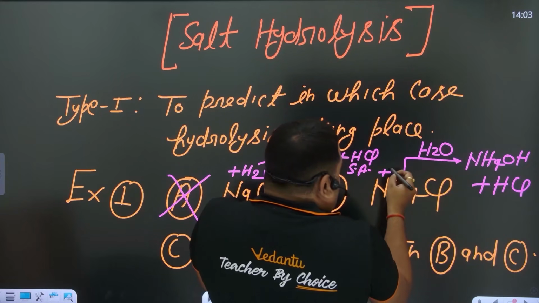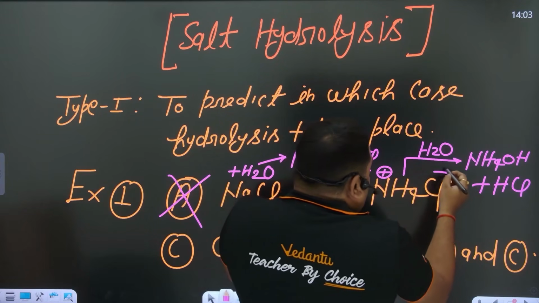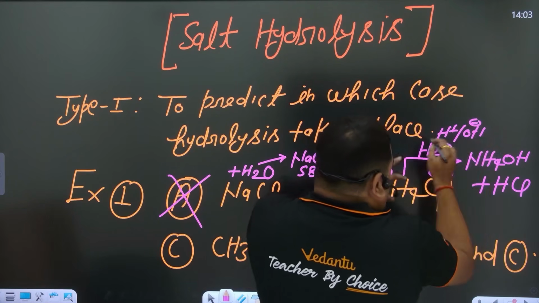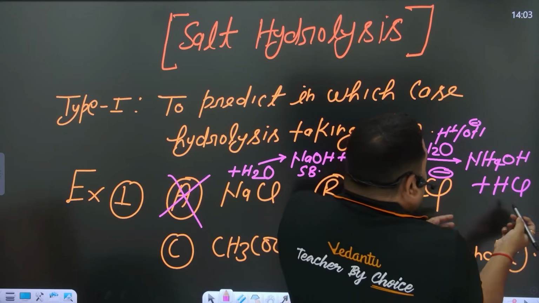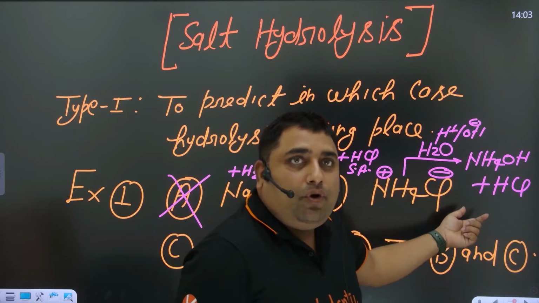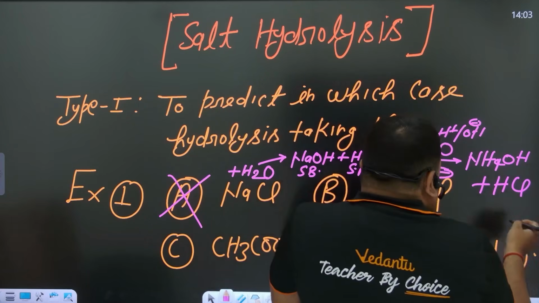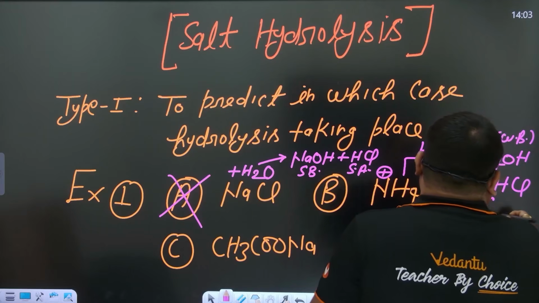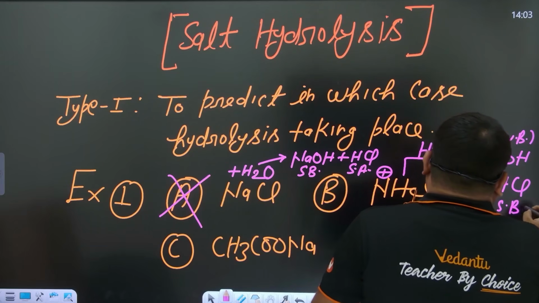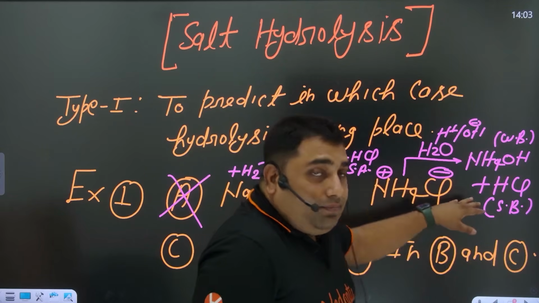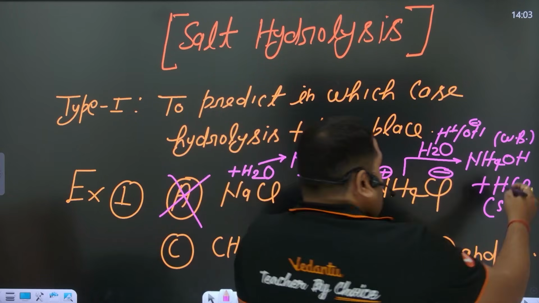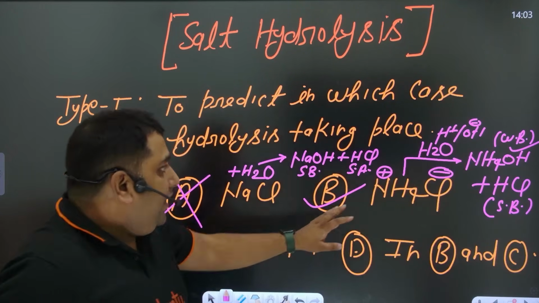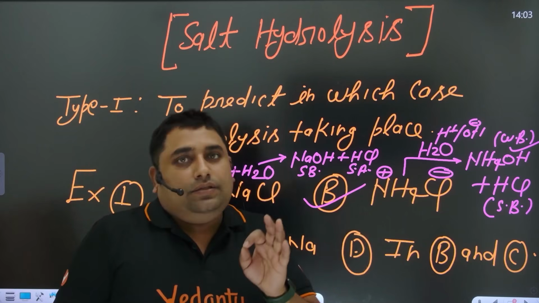And how to write this base and acid? Simply you have to divide the salt into two parts, cationic and anionic, in this way, and you also break the water molecule in this way and add the opposite ions. Then in this way ammonium hydroxide and HCl molecules are formed, right? So out of these two, this is a weak base, it comes in the category of weak base, and this comes in the category of strong acid. So out of these two, one is weak because this base is weak. So this salt undergoes hydrolysis. So in NH4Cl, hydrolysis is taking place.